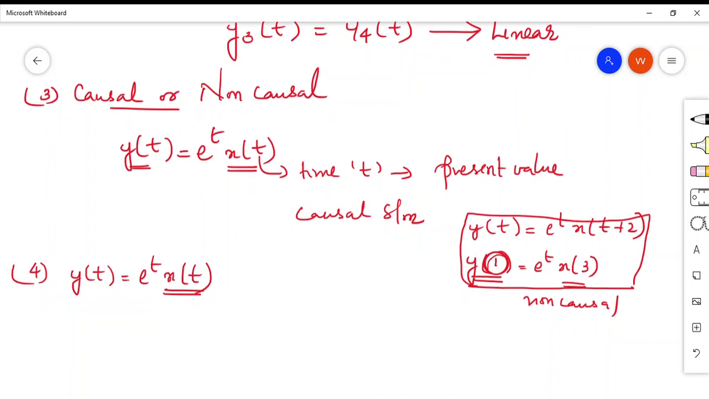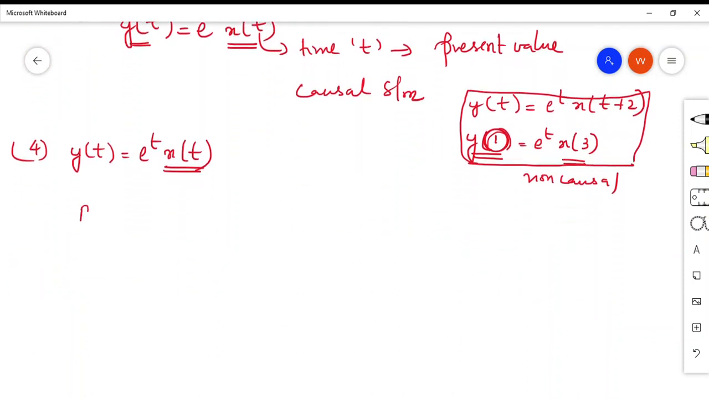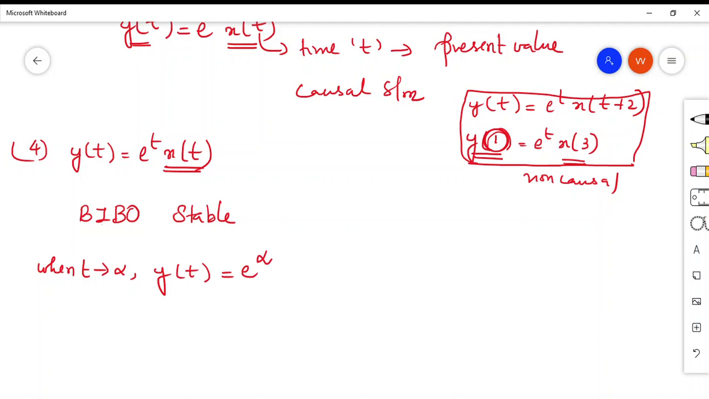You have two conditions. One condition is that it should be BIBO stable. It means for bounded input, you should get a bounded output. Bounded input means if the input is a finite value, the output should also be a finite value. So let's check when t tends to infinity. What will happen? As t tends to infinity, y of t is equal to e raised to infinity.